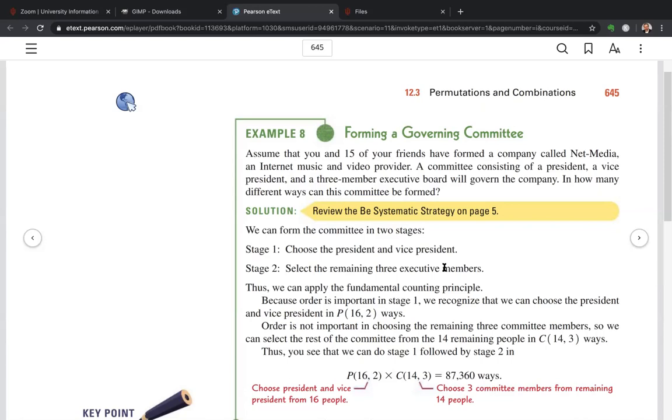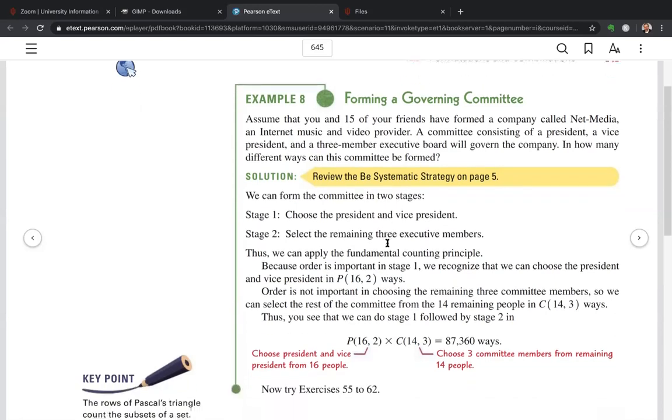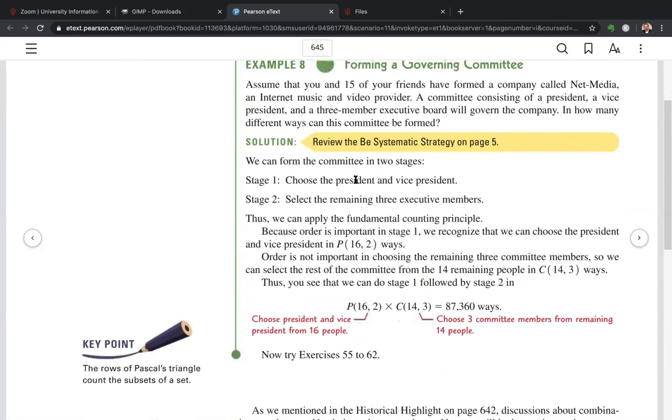Well, it's important for you to understand that when you choose a president and a vice president, the order matters. That's a permutation right there, okay? Because the person who is selected president cannot also be vice president and vice versa. But then the remaining 3 executive members can be chosen in any order, okay?